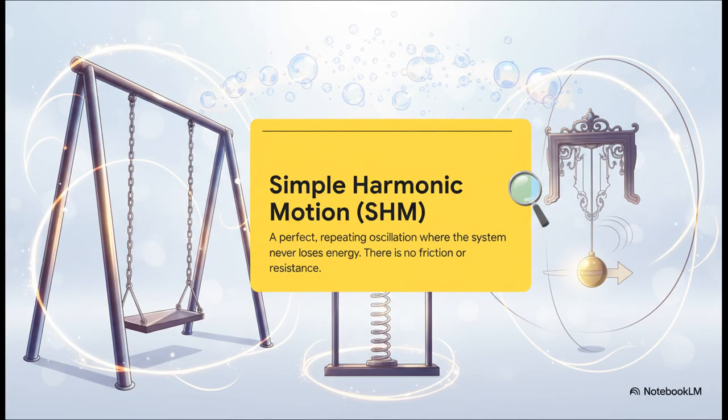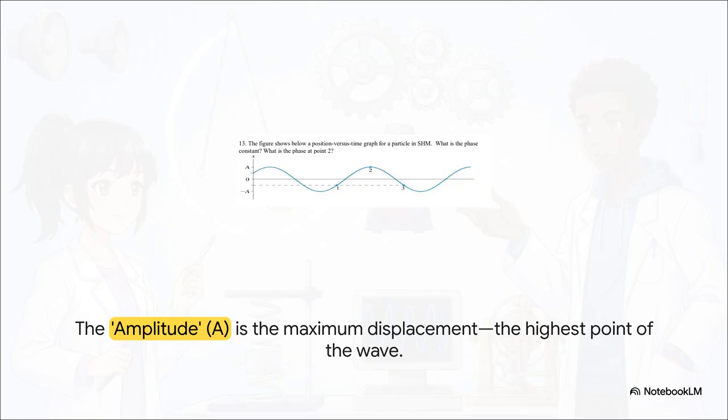So here's the really crucial part. In simple harmonic motion, SHM, the system never loses any energy. We're pretending there's no air resistance, no friction in the chains of the swing, nothing. It's a totally closed system where all the energy is perfectly conserved, and that's what allows the motion to just keep going forever.